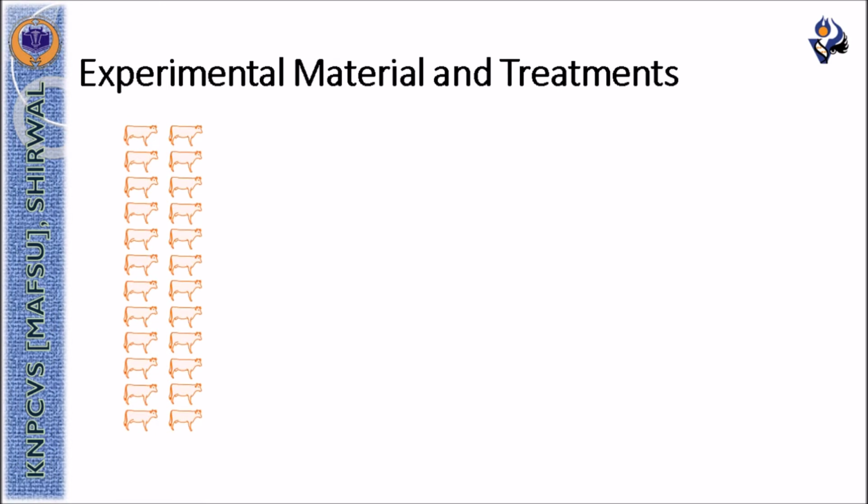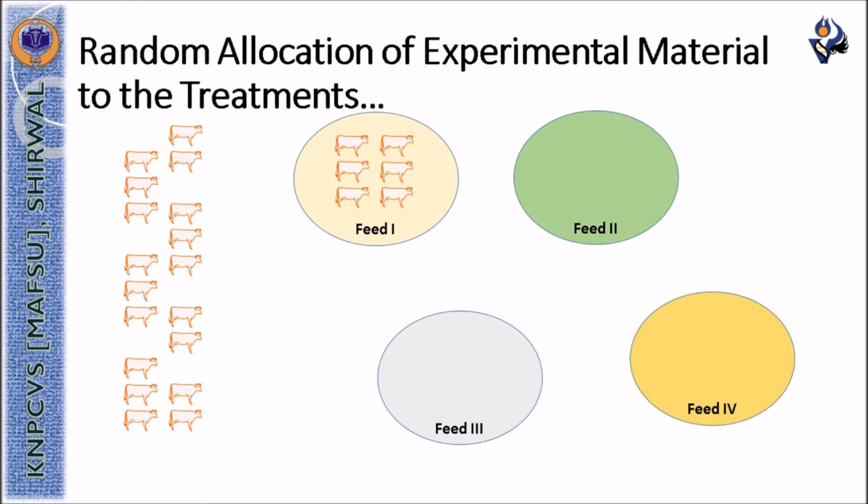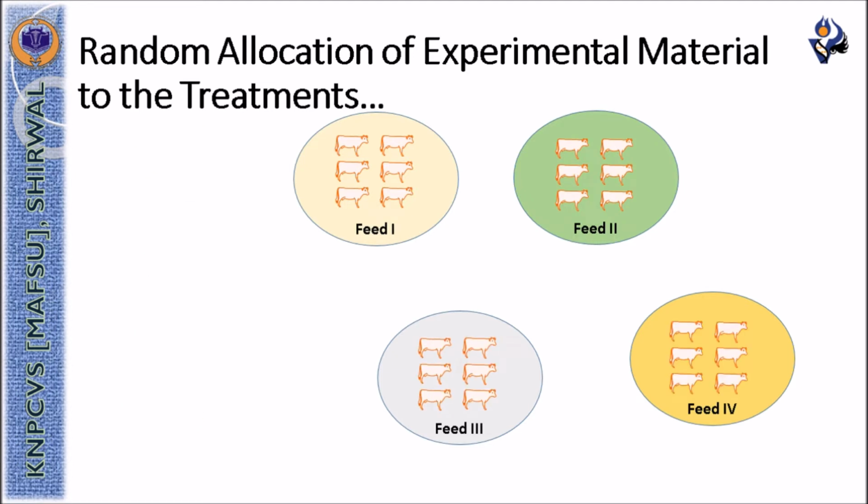This is our experimental material and various treatments. Let us randomly allocate our experimental material to the various treatments. Here, the group of 6 cattle is one experimental unit.